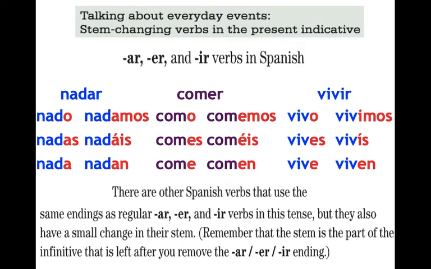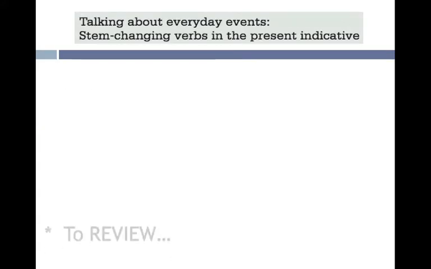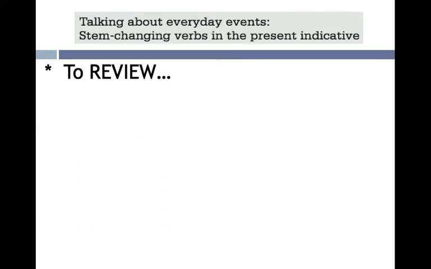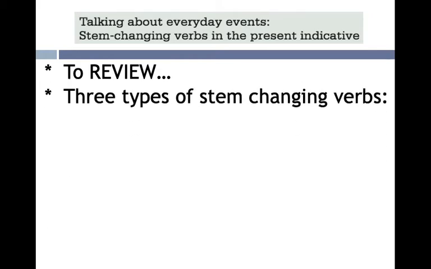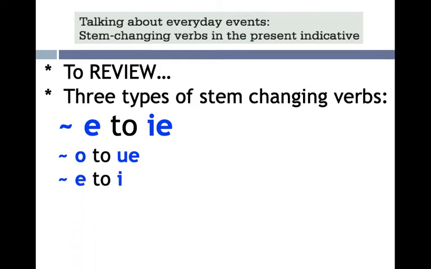Now, there are other Spanish verbs that use the same endings as the regular AR, ER, and IR verbs that you see here, but they also have a small change in their stem. And once again, keep in mind the stem, when I use that term, is the part of the infinitive that is left over after you remove those infinitive endings, AR, ER, and IR. To review, there are three types of stem changing verbs in the Spanish language: E to IE, O to UE, E to I.